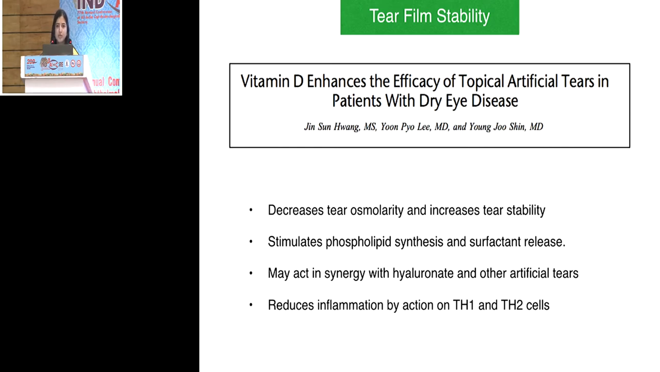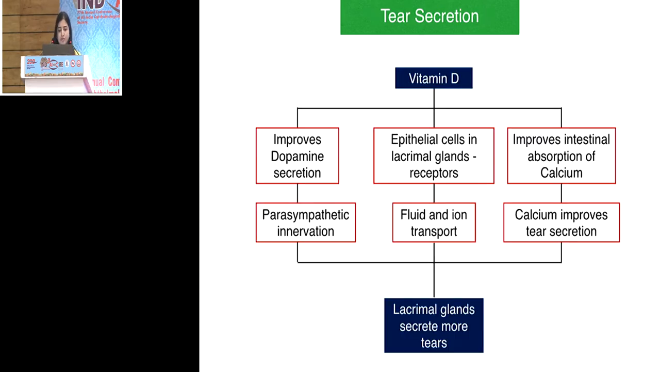surfactant release, thereby improving the stability of the aqueous layer and mucin layer. And it has also been suggested in this particular study that it may act in synergy with hyaluronate and other artificial tears. So it might just improve the efficacy of the treatment the patient is already on. And of course, it reduces inflammation, like we've already seen, that it has action on helper T cells.